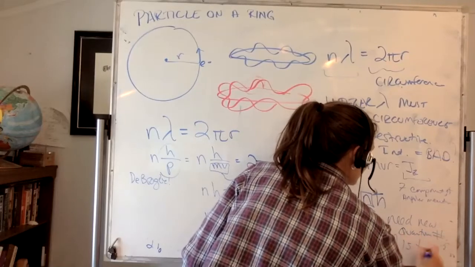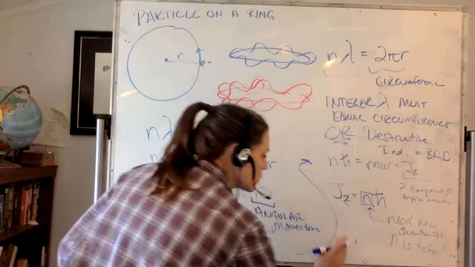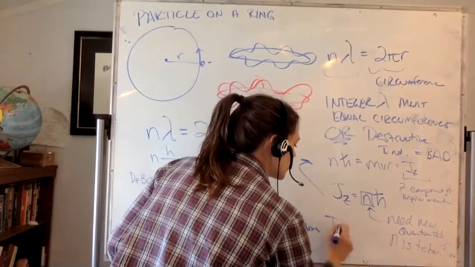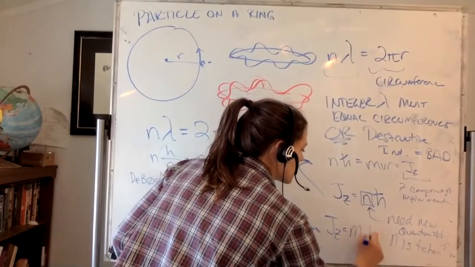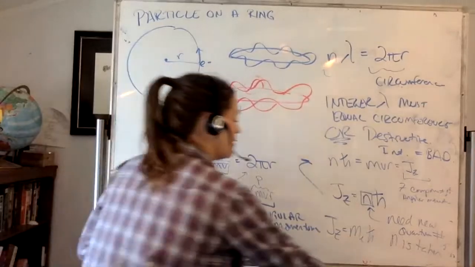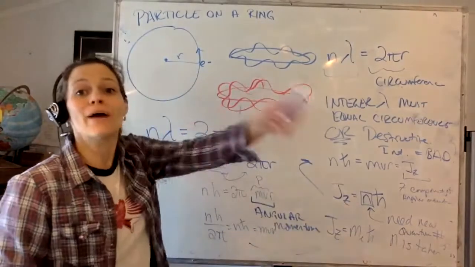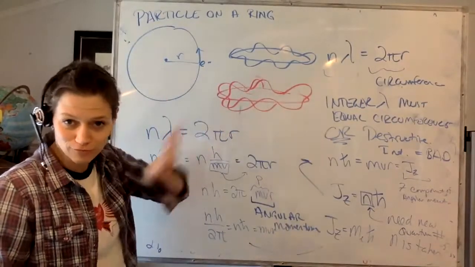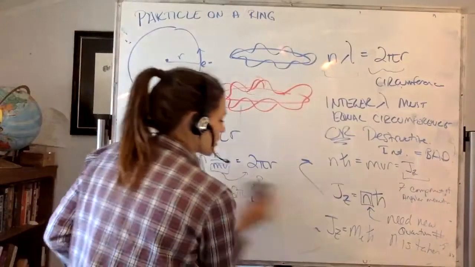N is taken. Okay, so I'm going to introduce j sub z is equal to m sub l h bar. Here's m sub l. Yes, I have bypassed l. We'll get back to l. Particle in a ring, we're just going to bypass l. We're going to go straight to m sub l.